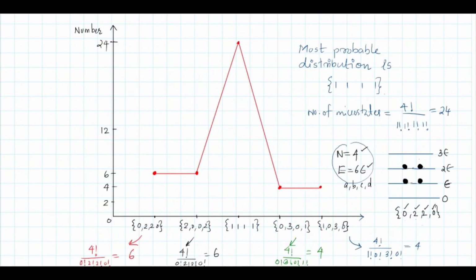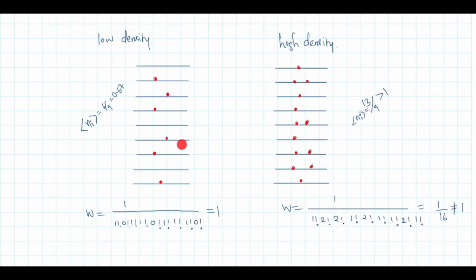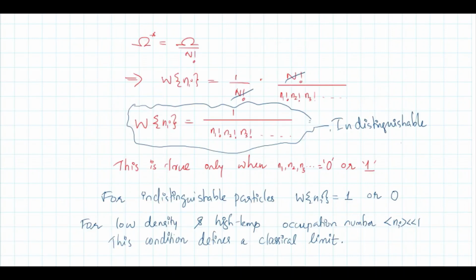Here you can see that there are 6 particles and 9 levels, so the occupation number is roughly 0.67. It is a measure of the average occupation number. Here it is greater than 1. If you have more particles than the number of energy levels, the occupation number will be greater than 1. So this expression is true only when the occupation number is very much less than 1, and that defines a classical limit for the problem. Okay, so thank you.